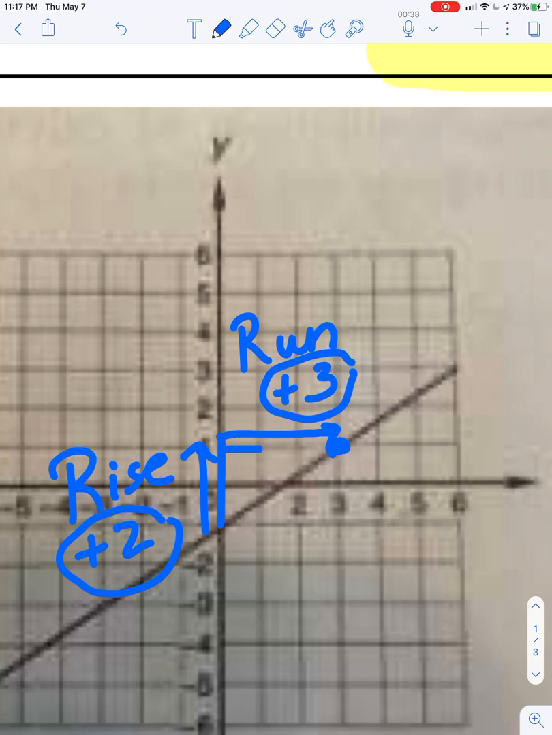Okay, so that, my friends, is learning about the slope.